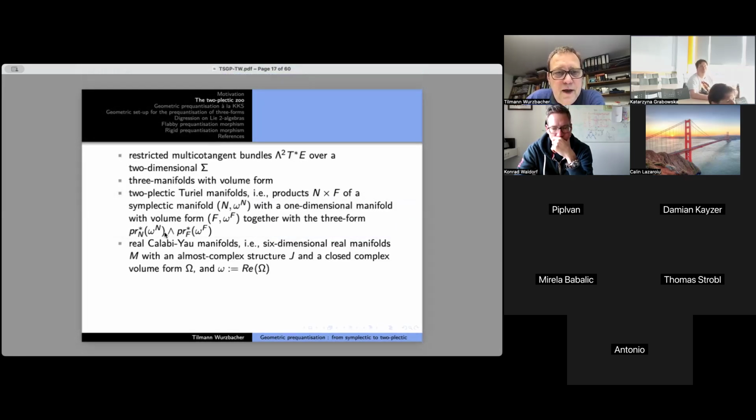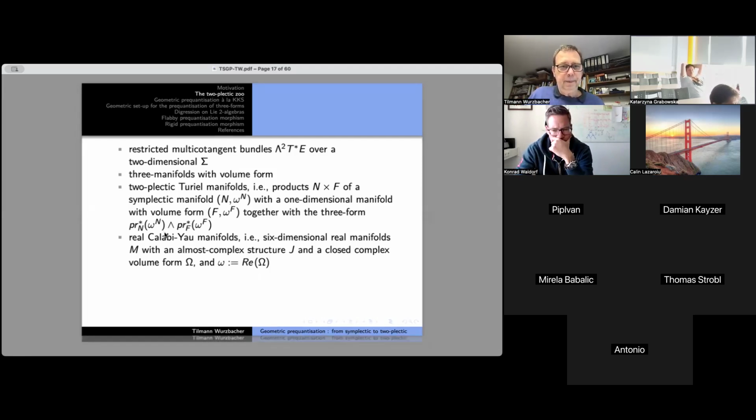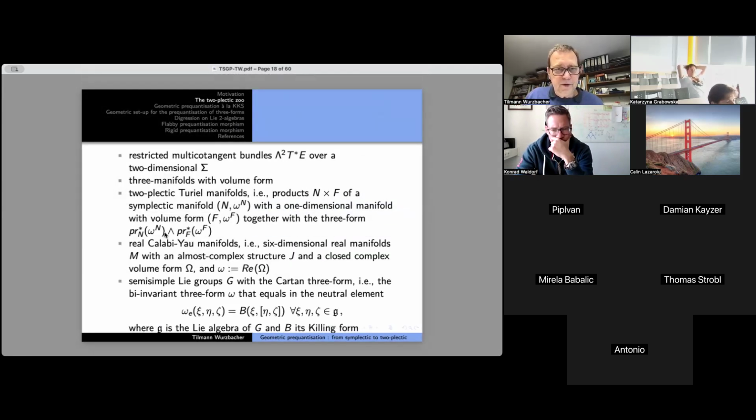Then you have a different class, which I call real Calabi-Yau. You take a six-dimensional real manifold with an almost complex structure. In good cases, it's a complex structure, so it's integrable. And you take a closed complex volume form. So if the almost complex structure is integrable, then a complex volume form is automatically closed. And you take the real part of this holomorphic volume form. This is also two-plectic.